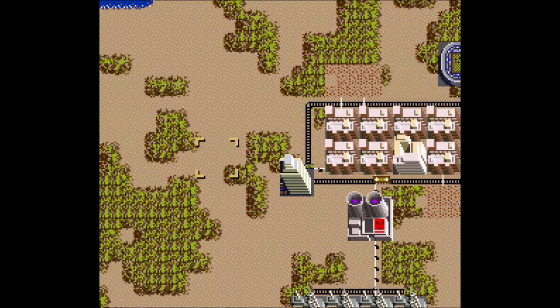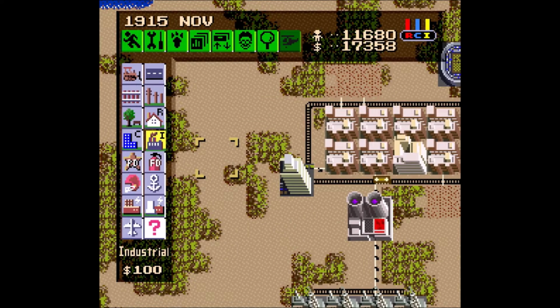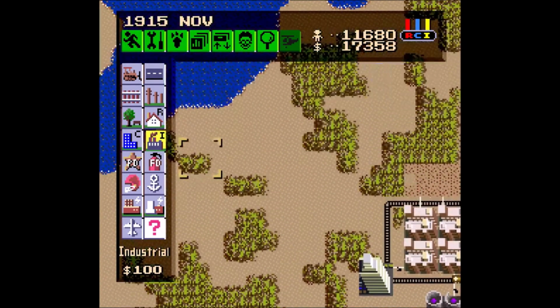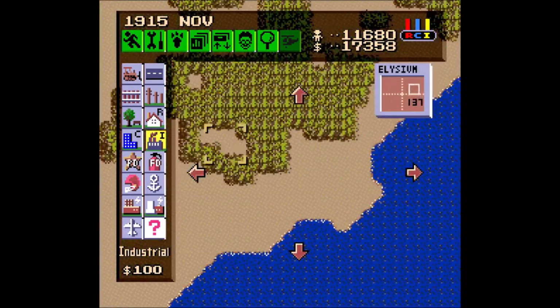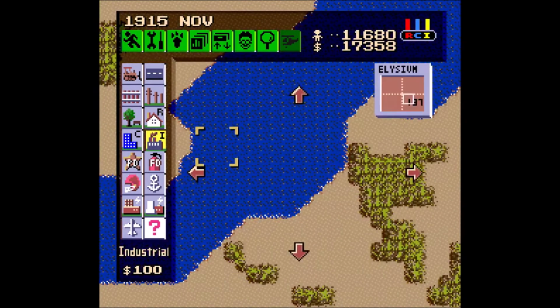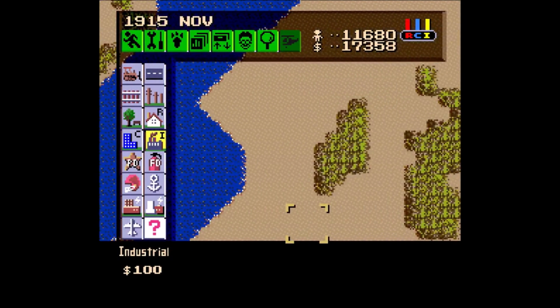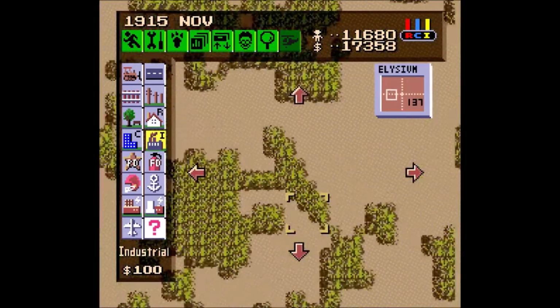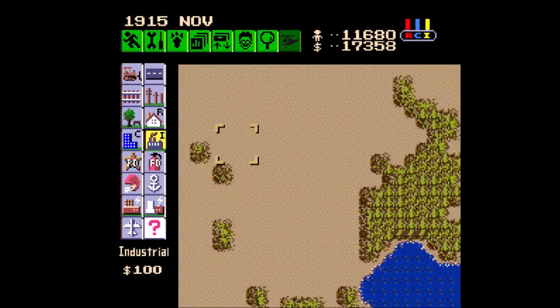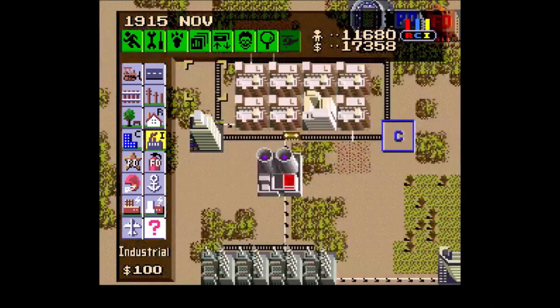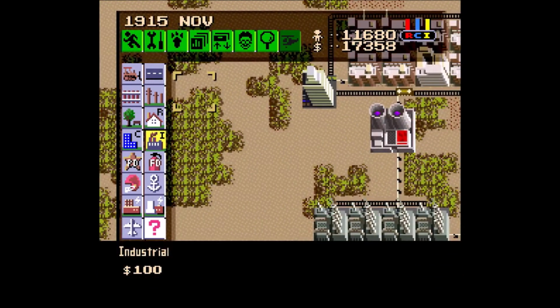Okay, so with industrial zones, they are actually the easiest zone to build. You can put them literally anywhere on the map and they will develop. You could put it, well, you see I have some here. You could put it here, here. You could put it all the way in the corner of the map right here. Doesn't matter where I place them, they will always develop.